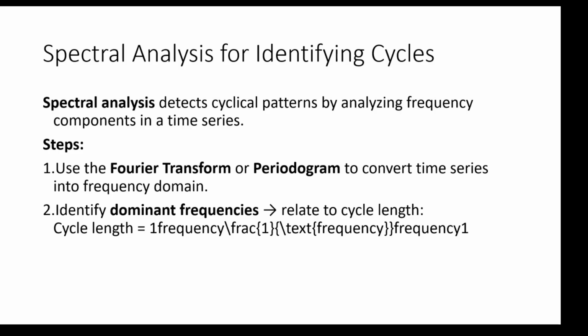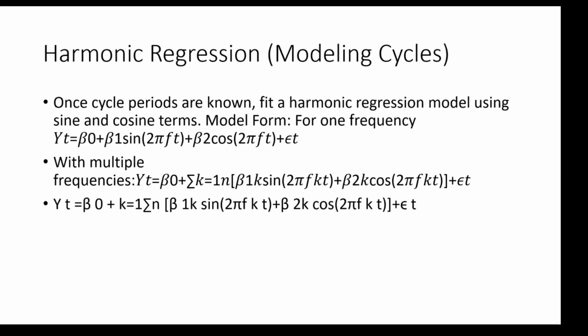So the spectral analysis, in order to estimate it, uses the fast Fourier transform, or a periodogram, to convert the time series from the time domain into the frequency domain. So this is what it does. And to identify the frequency, it's quite simple. It is just 1 divided by the period that gives you the frequency.